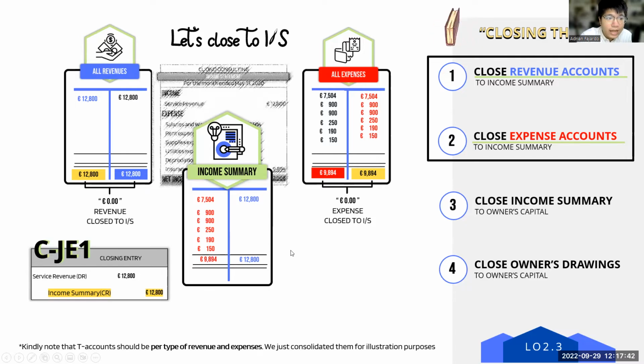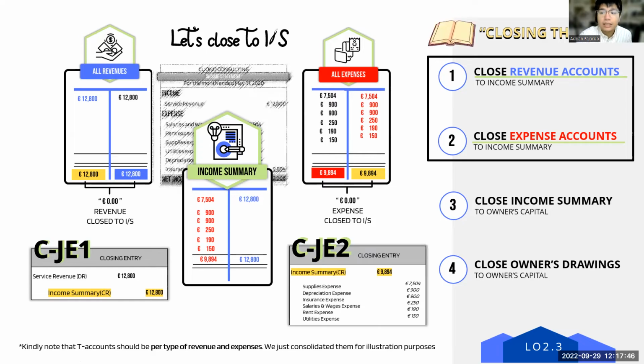And this actually helps us create our second closing entry, which is debit income summary of 9,894 and then credit all the various expenses for the period, from your supplies expense, your depreciation expense, all the way to your rent expense and utilities expense. And then ultimately, that will show you that in essence, your income summary has a total credit of 2,906, which would represent your net income.